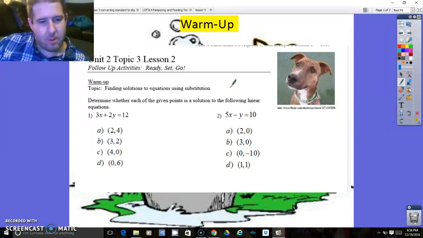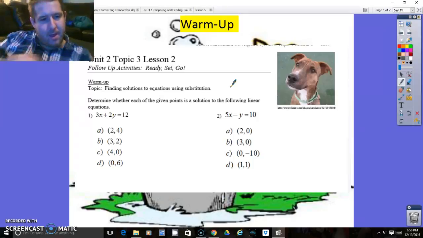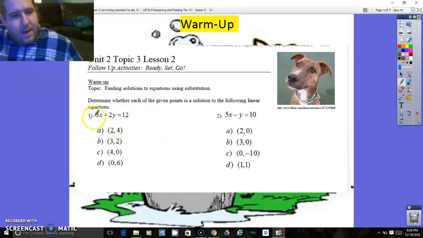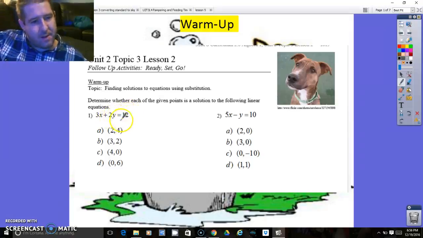So we're once again dealing with systems of equations, and we're going to start off with a warm-up about substitution. So this is a lot like yesterday's warm-up. We're going to take what's x, plug it in for x, and what is y, plug it in for y, and see if it equals 12.